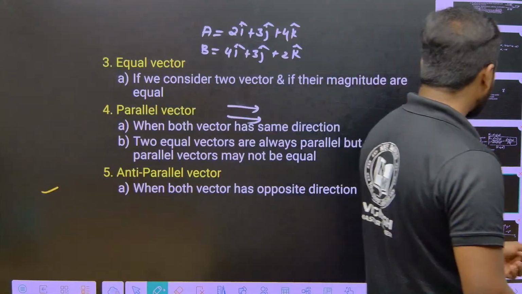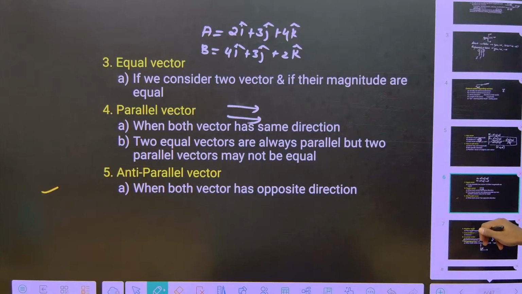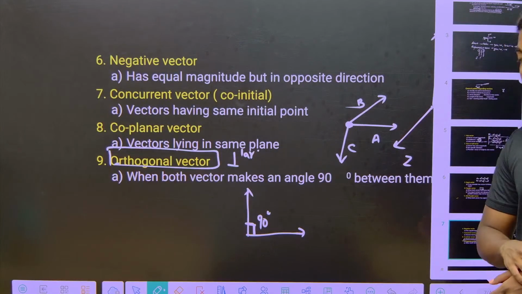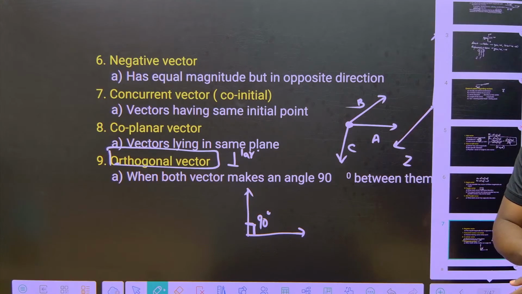So equal vector, parallel vector, anti-parallel vector, negative vector, concurrent vector, coplanar and orthogonal.